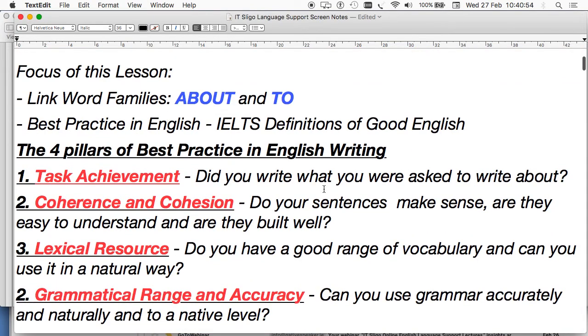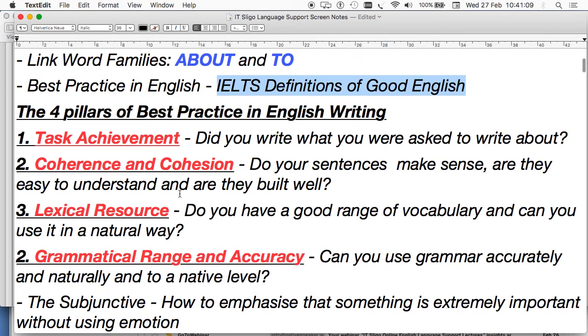Okay, so the focus of this lesson, some of the takeaway points were the link word families, about and to, and then we looked at best practice in English and the IELTS definitions of good English. So these are what we'll use going forward when we're deciding what's a good thing to aim for in our own English. The 4 pillars of best practice in English writing are task achievement, meaning did you write what you were asked to write about?